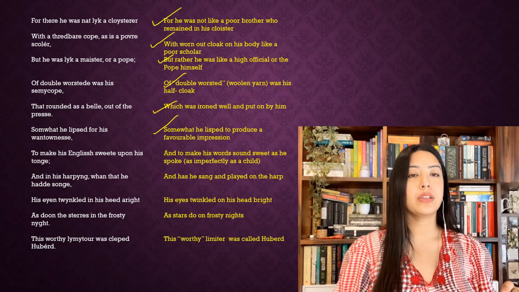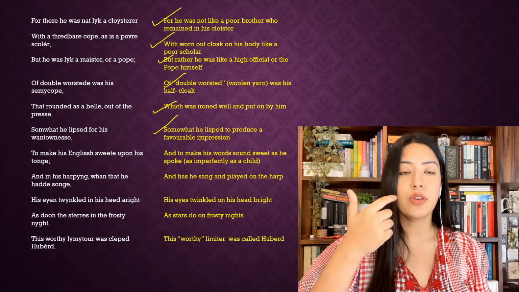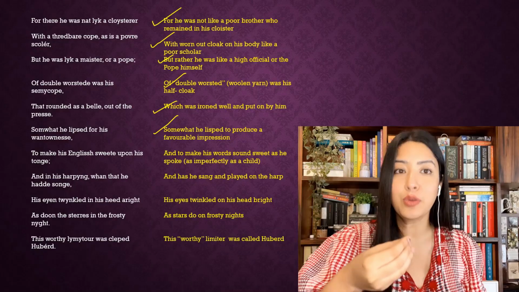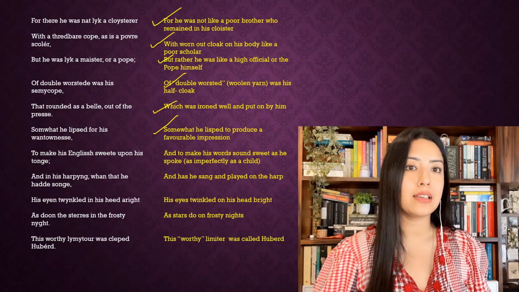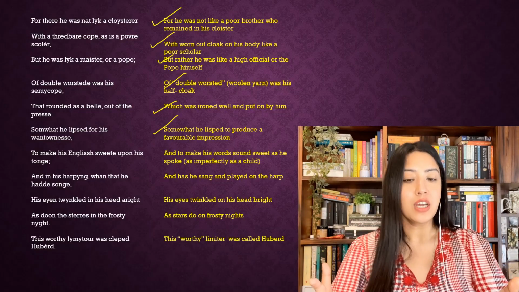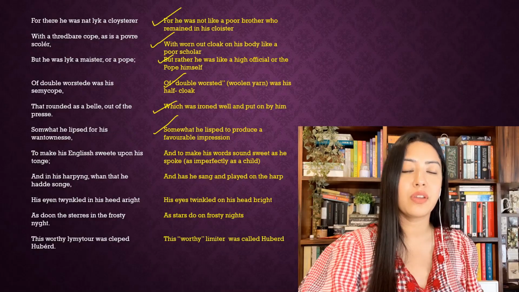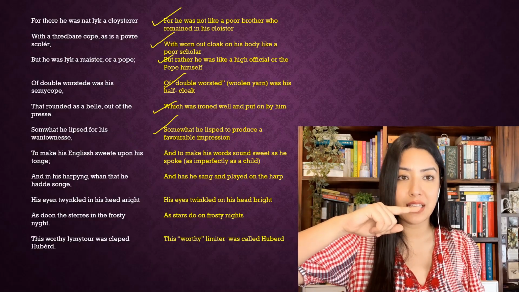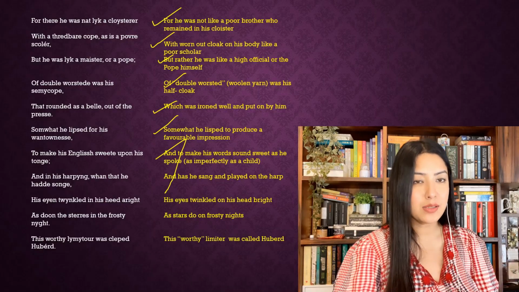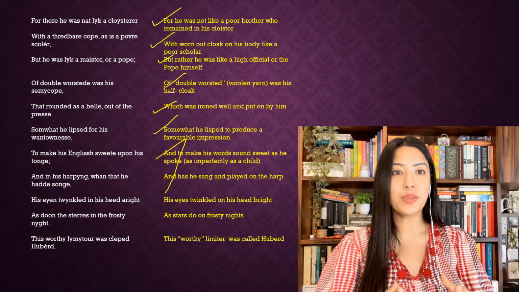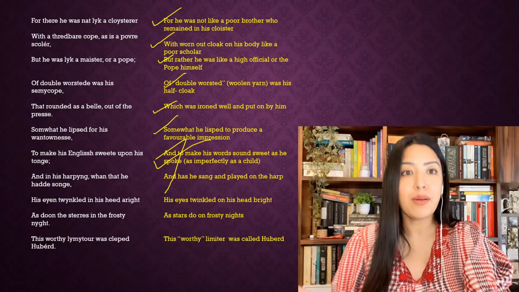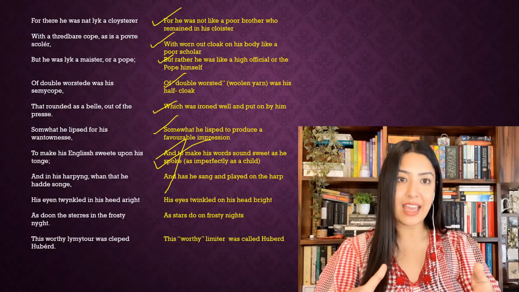Lisp is like, sometimes you say lisp, your tongue will come between both your teeth. So you imperfectly talk, and usually children do that. Children lisp, and it's cute. You understand, when you lisp, it is cute. So sometimes he lisped to produce a favorable impression. The tongue comes between both the teeth, right? So to make his words sound sweet as he spoke as imperfectly as a child. So when a child lisps, you're like, oh, you're so cute. So he wanted to do that deliberately to seem cute, to seem charming. So you see, his priorities again are all messed up.